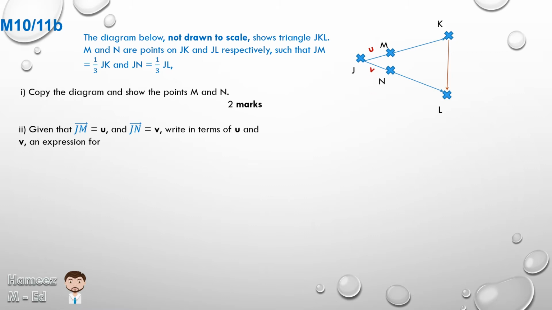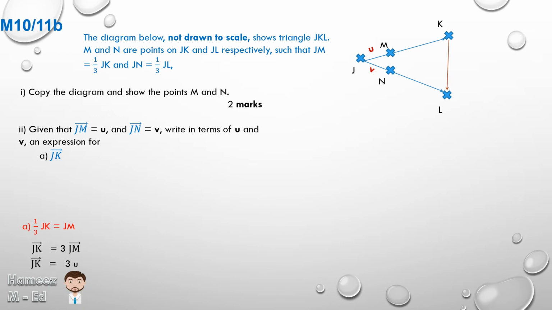Write in terms of u and v an expression for JK. So let's take a look at that. And let's think about it a little bit. They gave us that JM is equal to 1/3 JK. So if I want to find JK, I can carry the 1/3 across. The 3 is dividing. When I carry it across, it will multiply. So that will give us JK is equal to 3 times JM. And we know JM is equal to u. So JK is equal to 3u by simple substitution.